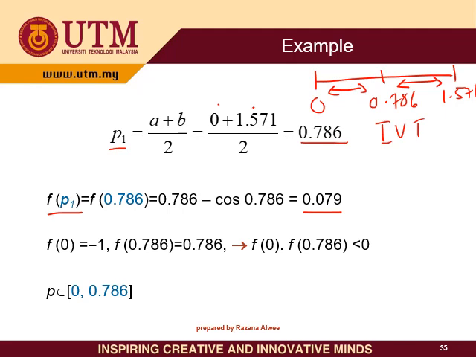Your f(0) is negative. So we need to have one negative and one positive in order for us to choose the interval here. We know that this is negative, this is positive. So f(0) times f(0.786) is less than 0. We know that f(1.571) is positive based on the previous slide. So this one is negative, and this one is positive. So we choose the interval 0 and 0.786 as our new interval for the next iteration.